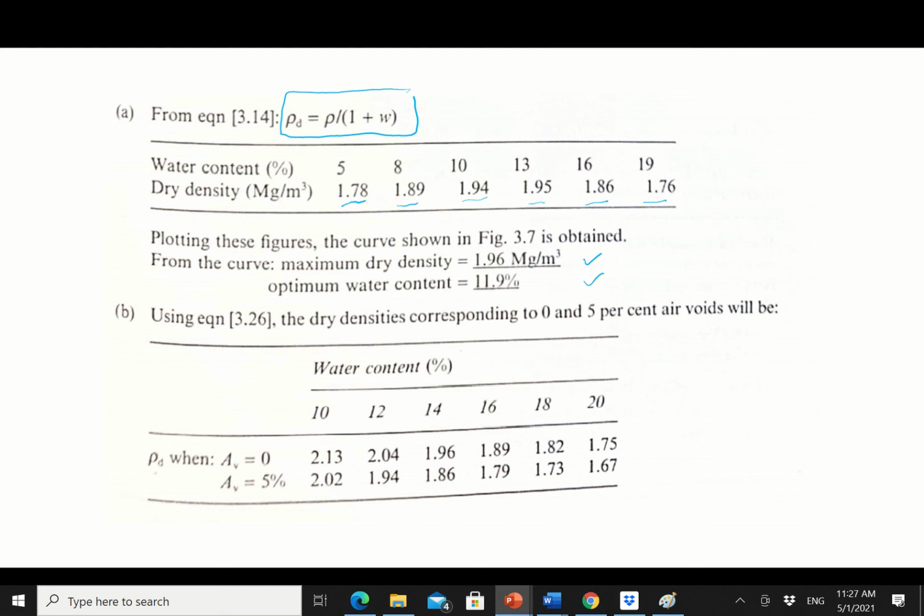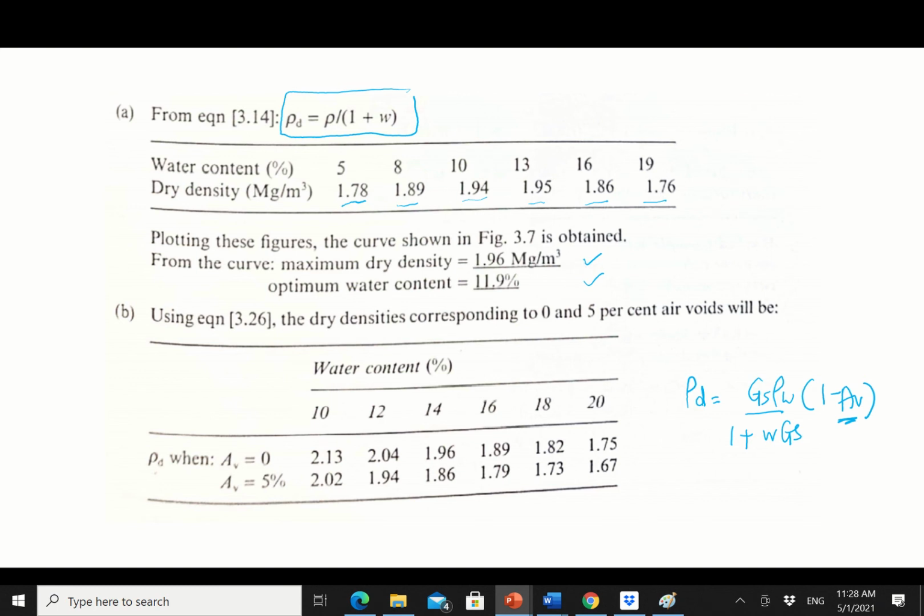Then question B asks you how to draw the 0% air void and 5% air void curves. The solution here uses equation 3.26. Of course, we don't refer to our equation by that number. What we have is this equation: Gs rho w, over 1 plus w Gs, times 1 minus Av. Then you will use Av of 0%, and Av of 5%.